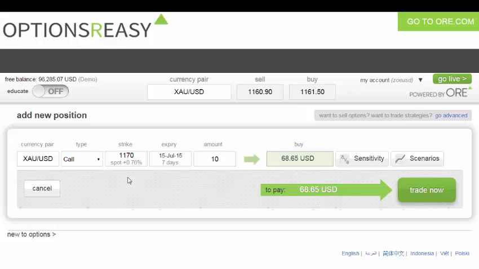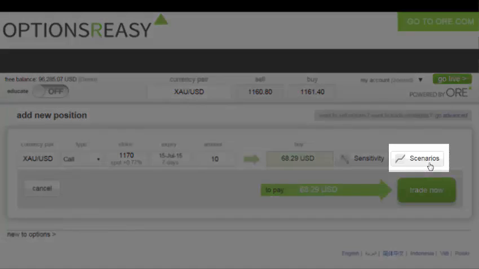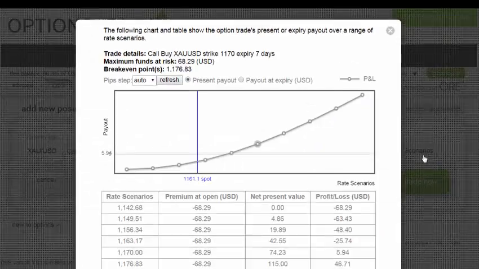If the price of gold were to rise above my strike, my target rate of 1170, then the value of my option will also rise and I may make a profit. But on the other hand, if the price of gold does not rise, then I will make a loss. And this loss is limited to the price of the option. Now let's consider the profit potential of this trade, which you can do by clicking on the Scenarios button.